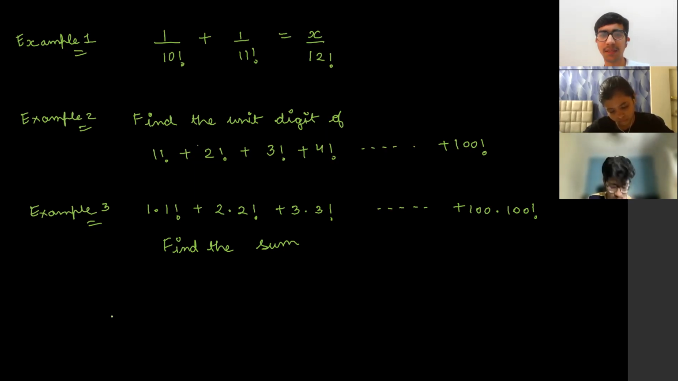So basically convert every factorial into the smallest factorial available. Like you can write 11 factorial as 11 into 10 factorial. You can write 12 factorial as 12 into 11 into 10 factorial. So from all of the three terms, 10 factorial cancels out and it's just a simple equation to solve.